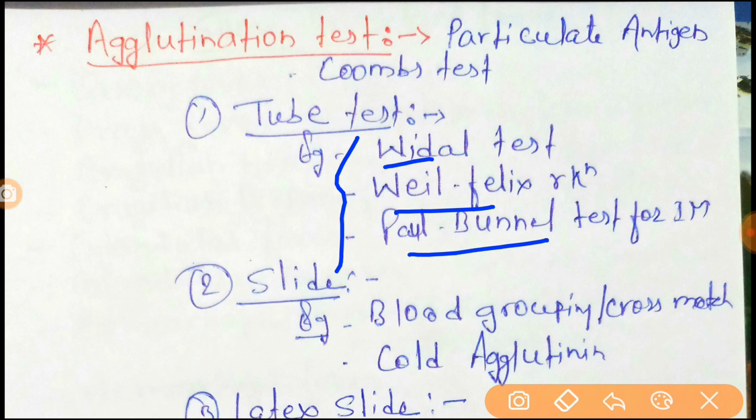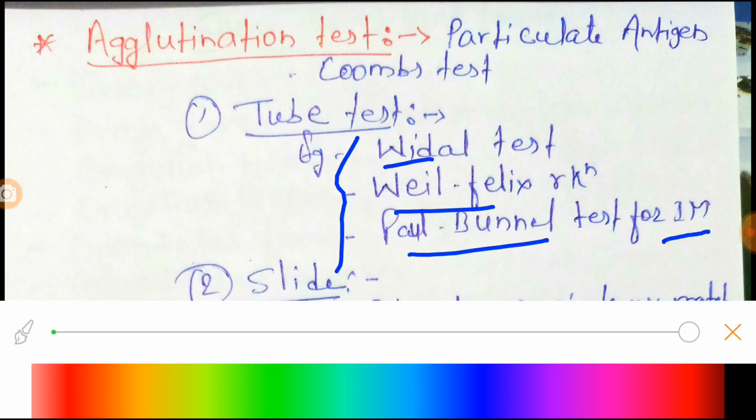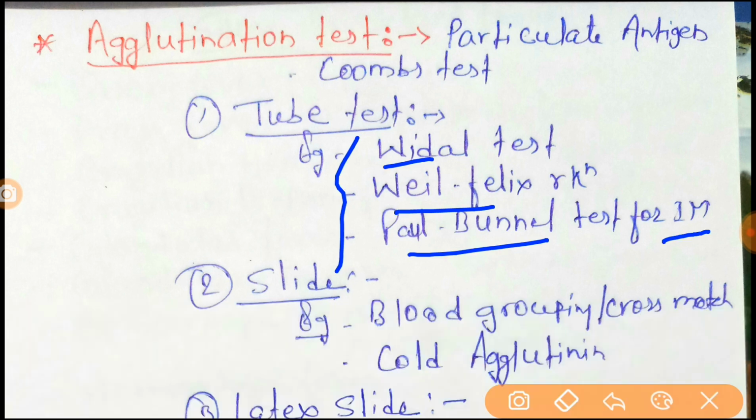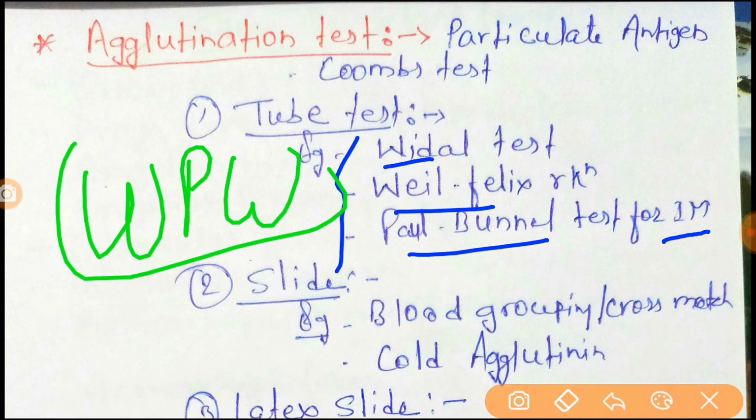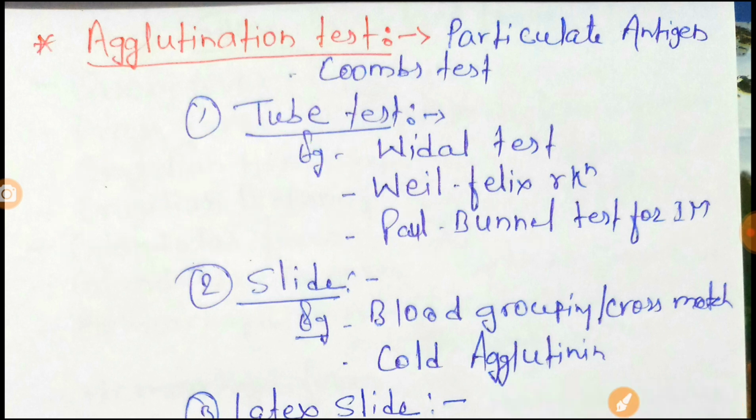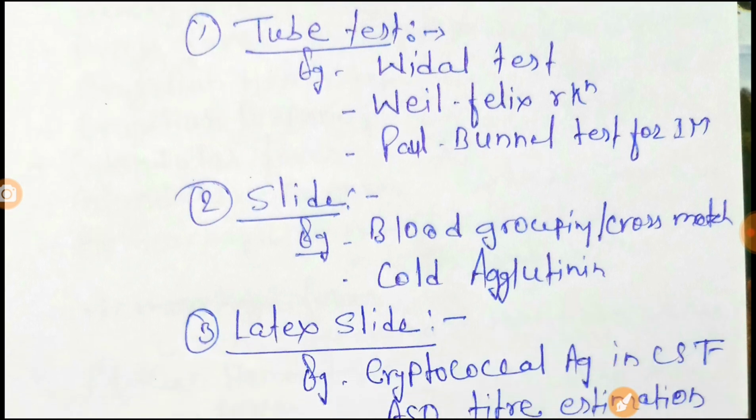Widal test is used for typhoid fever, and Paul Bunnell test is for infectious mononucleosis. You can remember it by the trick WPW, Wolff-Parkinson-White syndrome. Next one is the slide agglutination test. Here, blood grouping and the cold agglutinin test are examples.